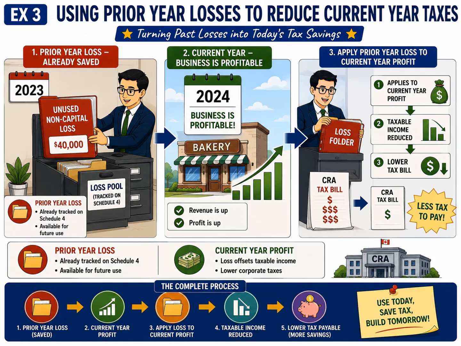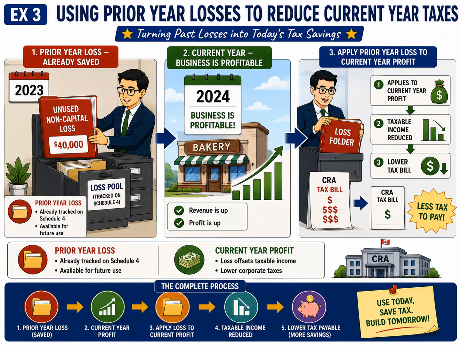A business may experience losses during its early years or during an economic downturn. Those losses are carefully tracked on Schedule 4 and carried forward until the corporation earns taxable profits again. Once profitability returns, those accumulated losses become extremely valuable tax assets.